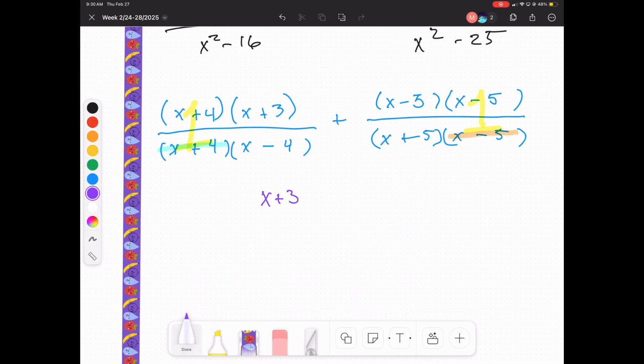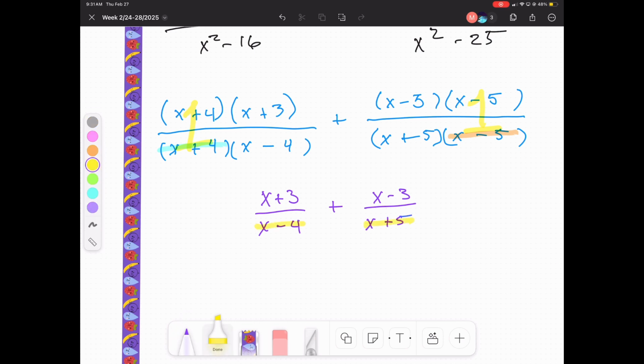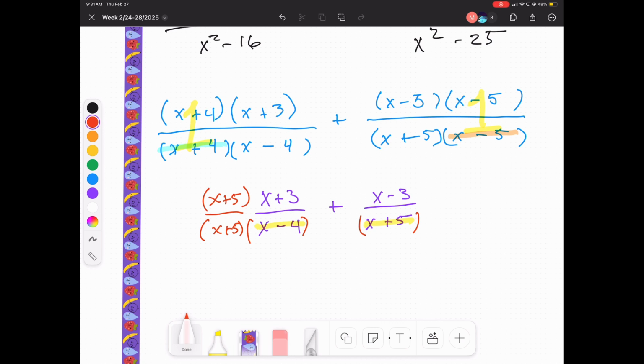We have now simplified this to x plus 3 divided by x minus 4 plus x minus 3 divided by x plus 5. Now we have to multiply by 1 again, because we're still trying to add these expressions. This time we take the denominator of the other side to create our 1. That's where x plus 5 divided by x plus 5 came from. And on the right expression is going to be x minus 4 divided by x minus 4. Now we just need to do the math.